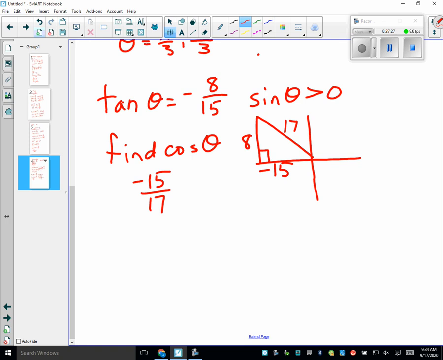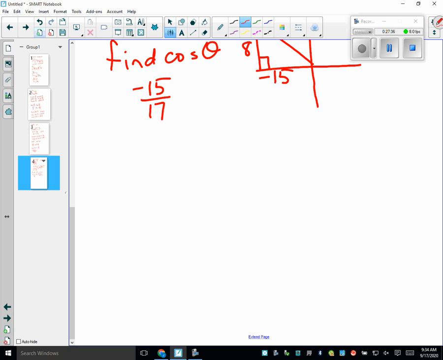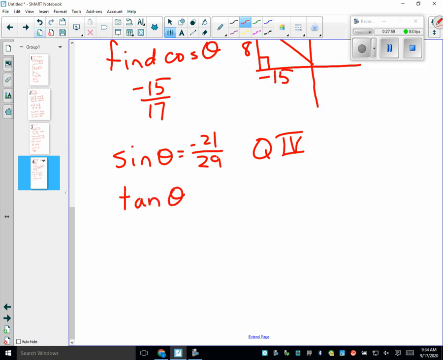All right. If I tell you sine of theta is negative 21 over 29, and I am in quadrant 4, find the tangent of theta.